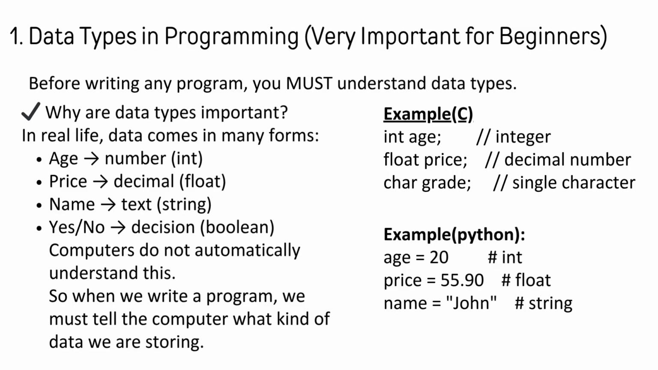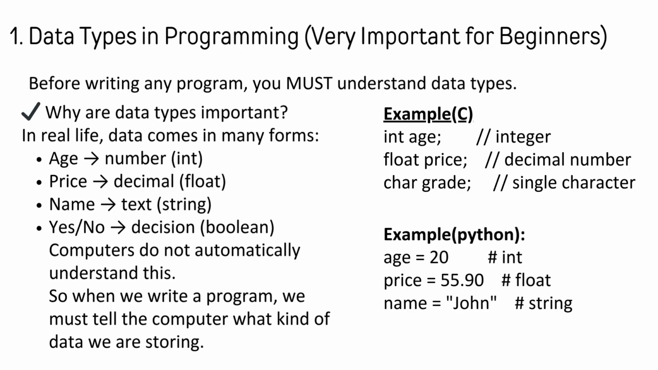So here we see that if we want to declare a variable, we need to define the data type. Age is the integer data type, price is a floating point data type, grade is a character data type. For integer data type, int is a keyword, for floating point data type it is float, and for character data type it is char in C.